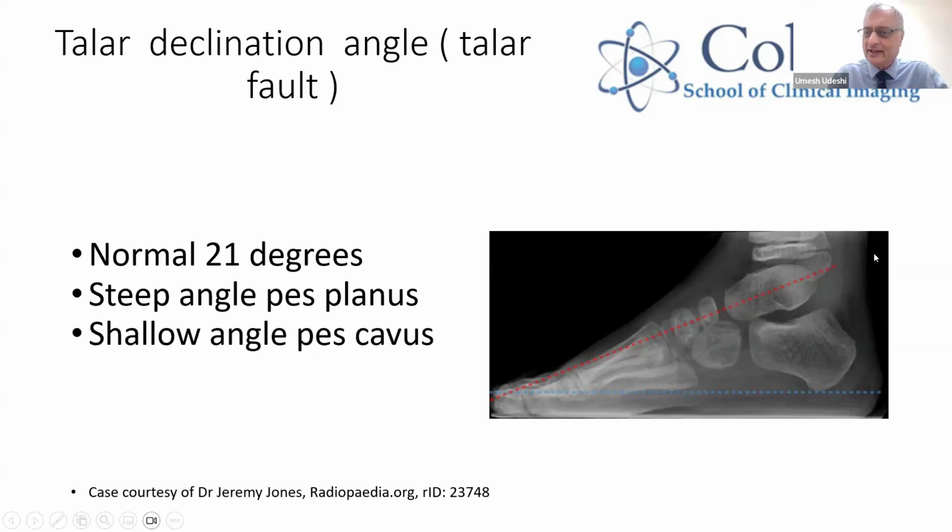So the talar declination angle: if you draw a straight line through the long axis of the talus, it should go through the first metatarsal on a lateral weight-bearing radiograph. And that angle, a normal, should be about 21 degrees. A steep angle is when the talus is more inclined, so that angle increases. I've got an example I'll show you in a minute. You get that in pes planus or flat foot, and a shallow angle you get in pes cavus.